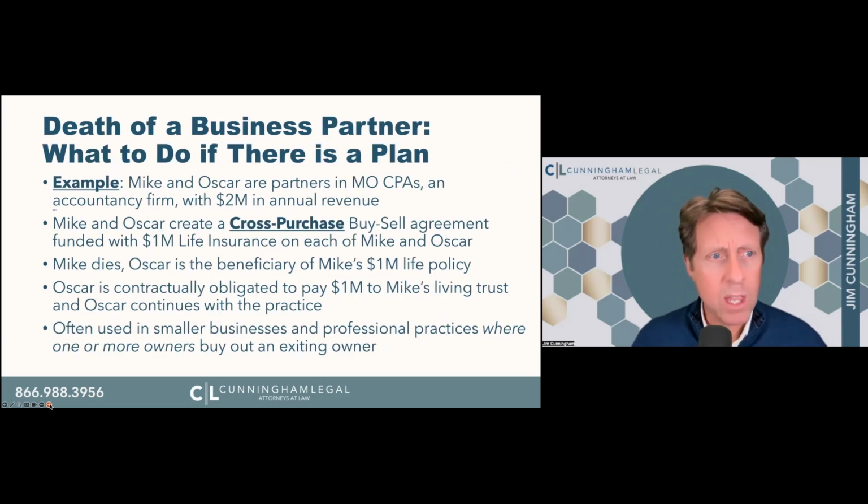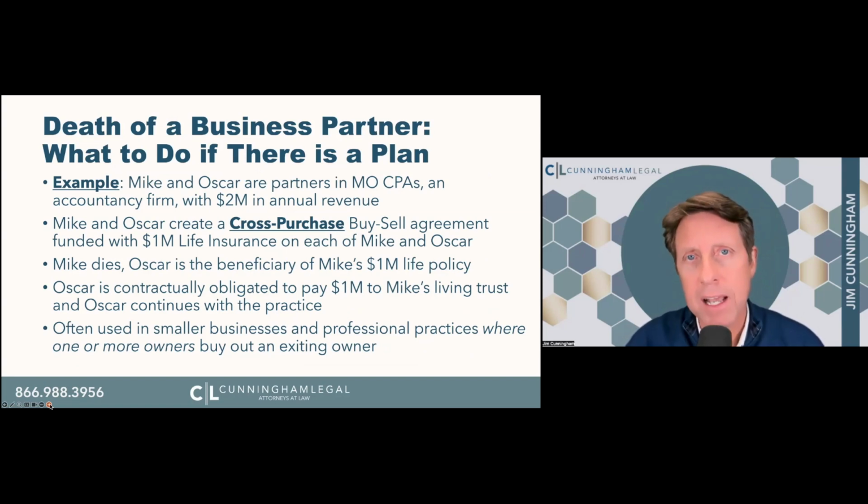So let's look. Mike and Oscar are partners in MOCPAs, an accountancy firm with $2 million in annual revenue. Now, I just picked a number so I can explain a concept, because $2 million is not a whole lot for an accountancy firm, right? It might be where you are, but for many accountancy firms, it's not that big of a number.